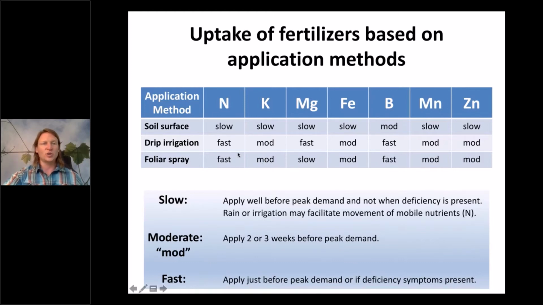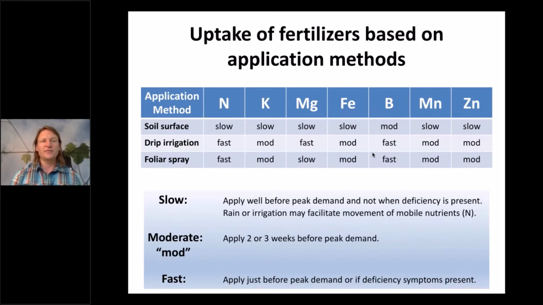If you want something to go in more quickly, use your drip irrigation, because nitrogen, magnesium, boron are all going to go in relatively quickly with irrigation. And then even things that don't move quickly through soil, like potassium and zinc, they will move if you push them down with irrigation water.